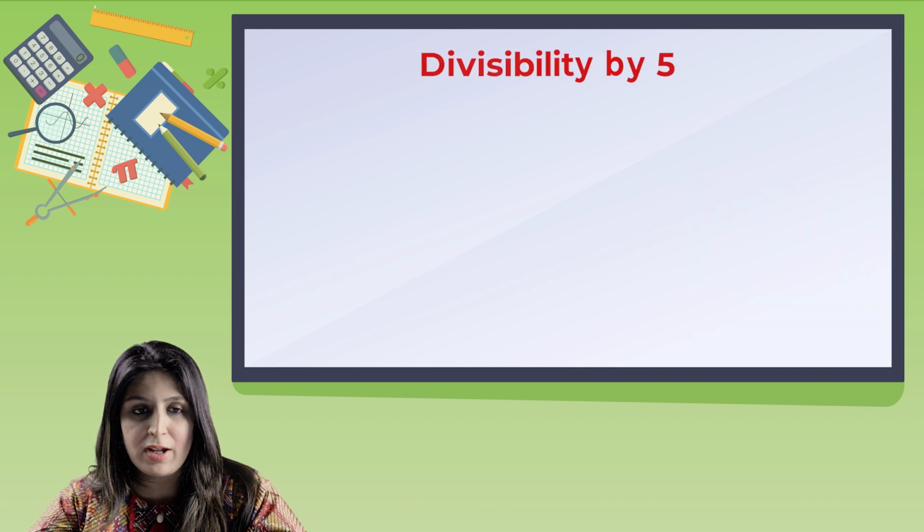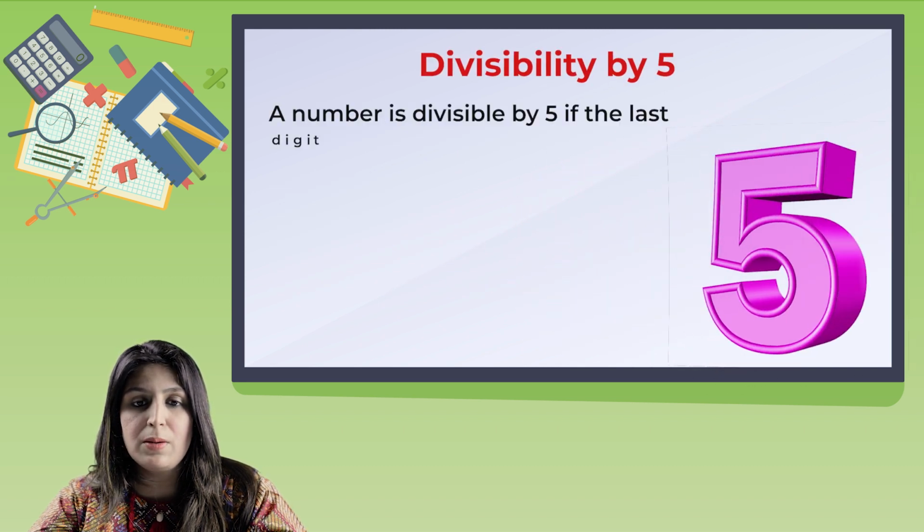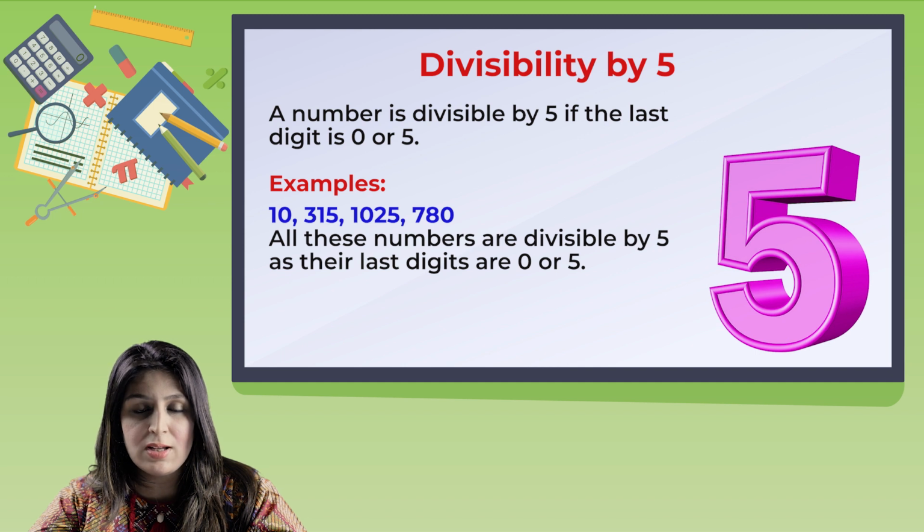Divisibility rule for number 5. A number is divisible by 5 if the last digit is 0 or 5. For example, 10, 315, 1025, 780. All these numbers are divisible by 5 as their last digits are 0 or 5.